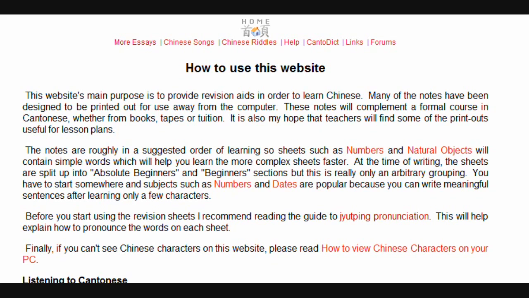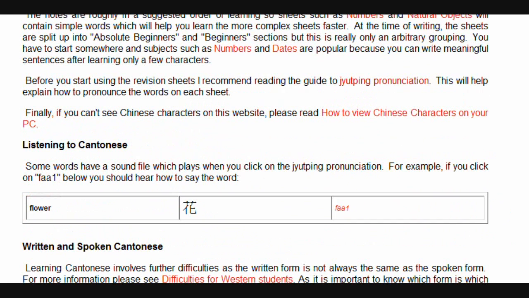The notes are roughly in a suggested order of learning, so sheets such as numbers and natural objects will contain simple words which will help you learn the more complex sheets faster. At the time of writing, the sheets are split up into absolute beginners and beginners sections, but this is really only an arbitrary grouping. You have to start somewhere, and subjects such as numbers and dates are popular because you can write meaningful sentences after learning only a few characters.